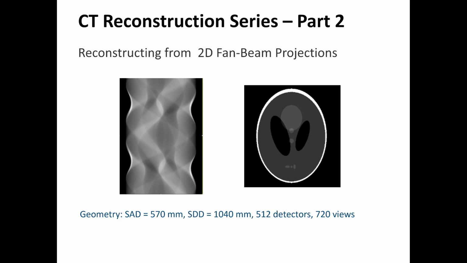In Part 1, we generated a realistic fan beam sinogram from a Shepp-Logan phantom. Today, in Part 2, we'll take that sinogram and reconstruct the phantom using filtered backprojection, the classical algorithm that powered the first CT scanners.